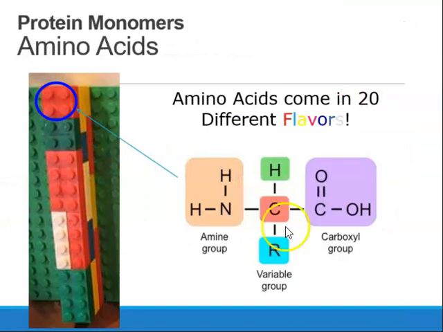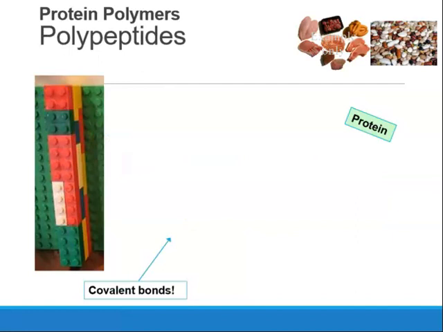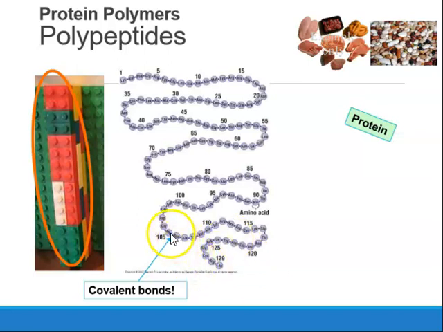Now, the basic building blocks of proteins, or the protein monomers, are amino acids. And amino acids actually come in 20 different flavors. So the basic structure of an amino acid is an amine group plus a variable group and a carboxyl group. Okay? So this makes up an amino acid. So many amino acids form polypeptides. A protein polymer is known as a polypeptide, and we can see that there are covalent bonds between the amino acids.